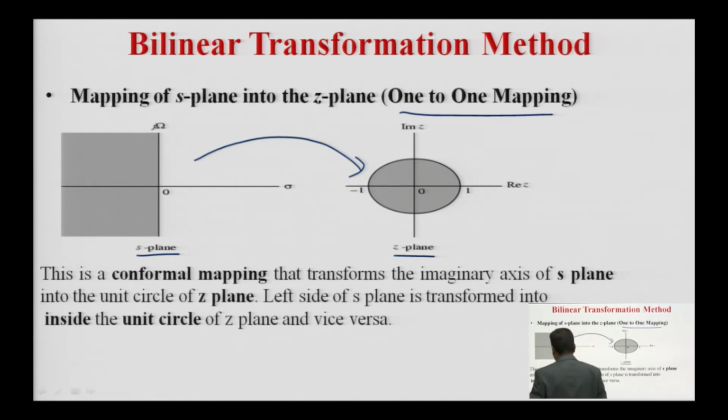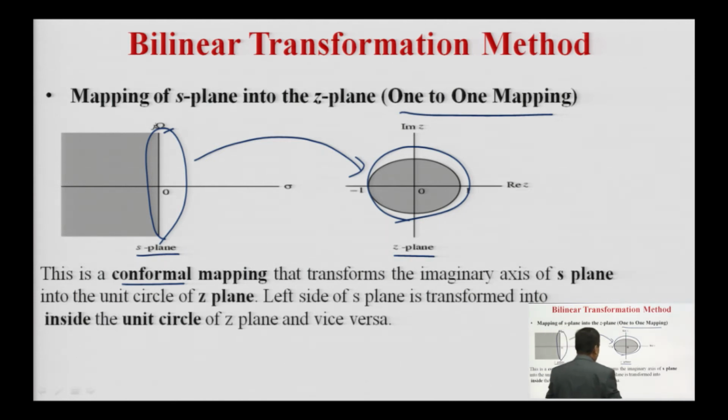So, this is a conformal mapping that transforms the imaginary axis of the S plane, this one, this is your frequency, into the unit circle of the Z plane. So, you are converting this imaginary axis of the S plane into the unit circle of your Z plane. Okay. So, the left side of the S plane is transformed into the inside of the unit circle of the Z plane and vice versa. So, now here you are again converting your S plane into the Z plane, or your S domain into the Z domain.